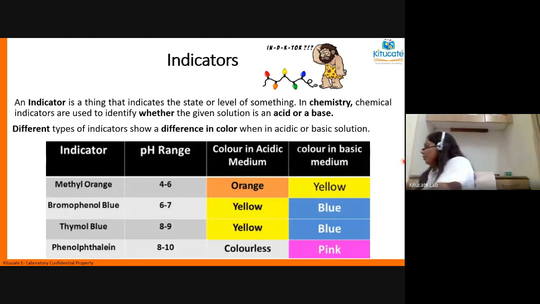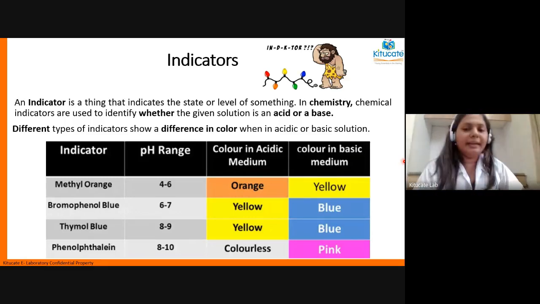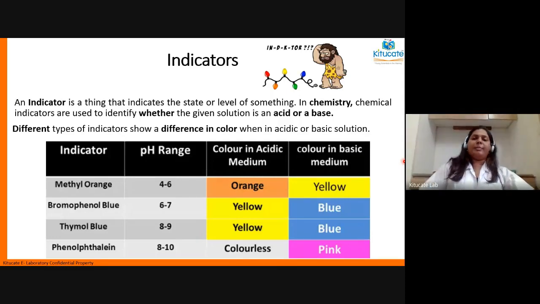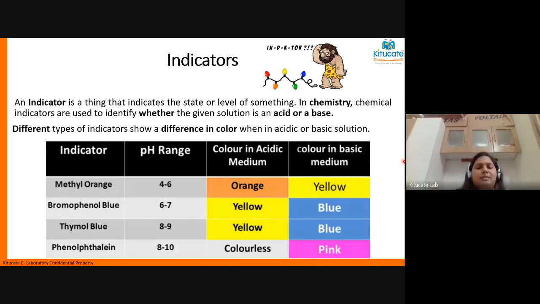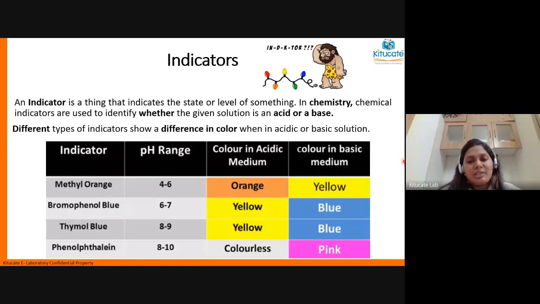Okay, ma'am. Now, as I had told you, indicators are chemicals. They show you that a chemical is an acid or a base. So how do they show? When you add an indicator, will it pop up and write acid on its top, or how will it show? It changes its color. So a change in the color of the solution is an indication for us to understand whether a given substance is an acid or a base.